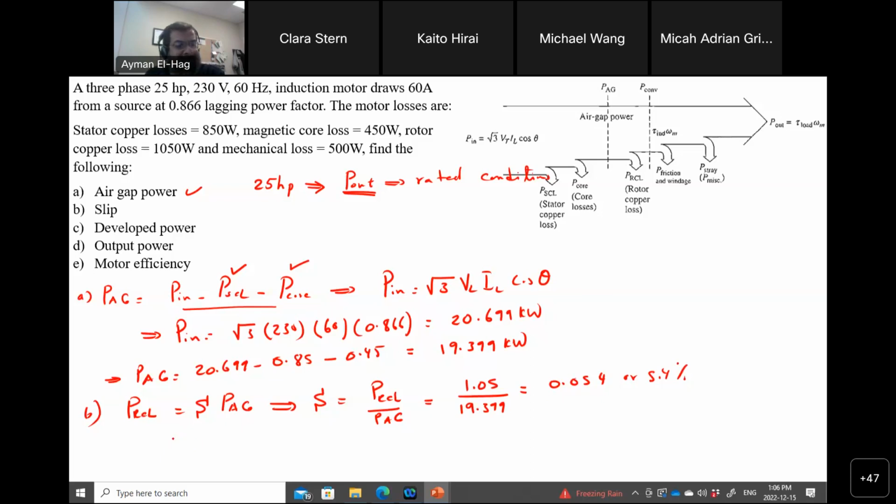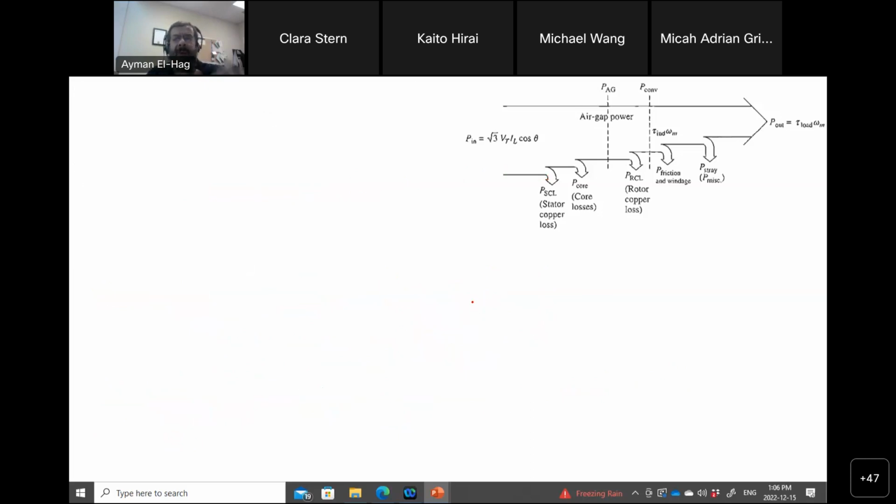Then we want to find the developed power. Now, when we look here, we see P convert. P convert and P developed are exactly the same thing, which is P AG minus the rotor copper loss, as we have seen from the diagram. So this is equal to 19.399 minus 1.050, equal to 18.349 kilowatt.